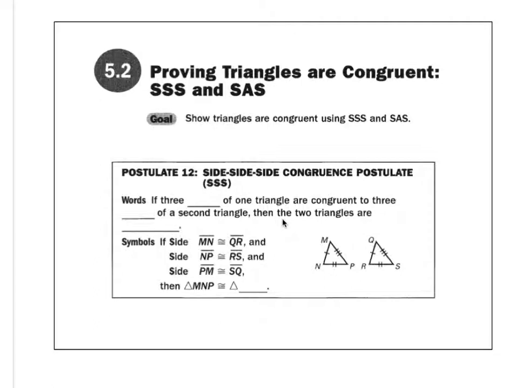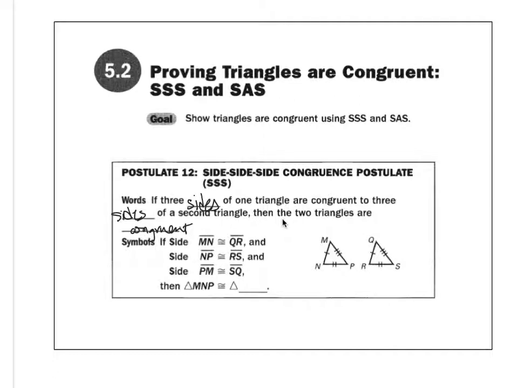Here's the side-side-side congruence postulate, and we use SSS to represent that. What it says is that if three sides of one triangle are congruent to three sides of a second triangle, then the two triangles are congruent. So if three sides are congruent to their corresponding sides in the second triangle, then these two triangles are congruent.